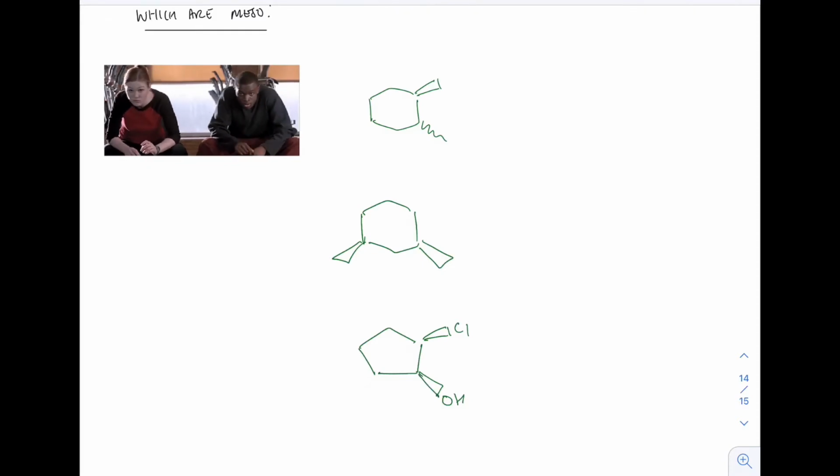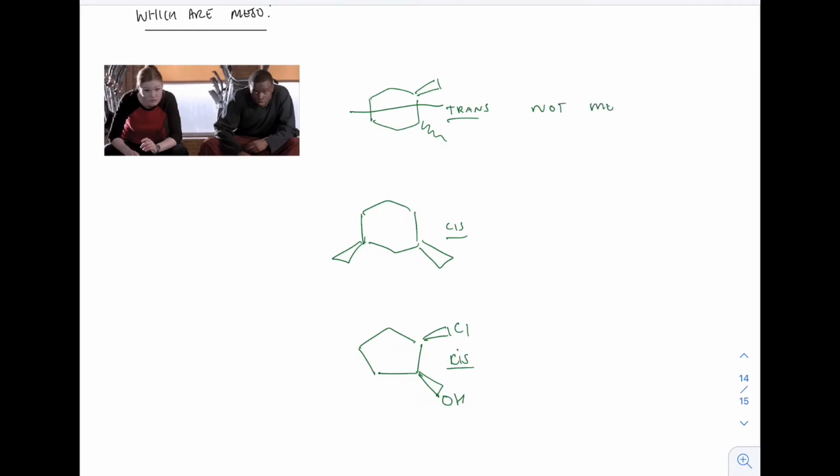Okay, so let's check it out. This is a trans compound. This is cis, and so is the bottom. They are cis substituents. Now slice it straight through those substituents, and then we'll see what we have. No symmetry here, so this compound is not meso. If we slice the middle one, it is. That does have symmetry, and you get mirror images right there.